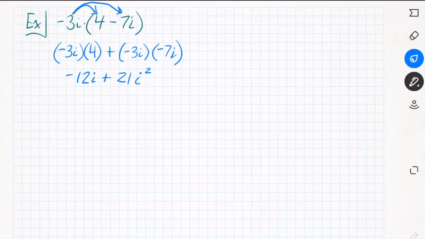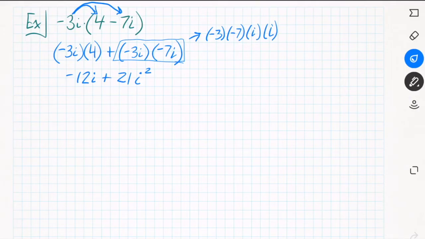Now sometimes when people see this setup, they think of the distributive property, but you really shouldn't, and you definitely shouldn't think of FOIL. All that's going on there is a reorganization of the numbers so that we get the negative 3 next to the negative 7 and the i next to the i. That's all that's going on. It's not the distributive property.